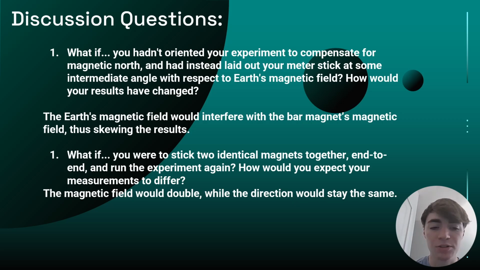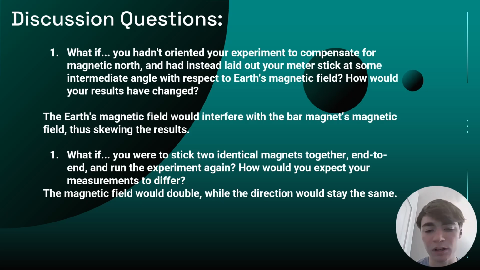Finally, for some discussion questions. First, what if you hadn't oriented your experiments to compensate for magnetic north, and had instead laid out your meter stick at some intermediate angle with respect to Earth's magnetic field? How would your results have changed? Well, the Earth's magnetic field would interfere with the bar magnet's magnetic field, thus skewing the results, as the angles would be different and off-line, causing a different magnetic field to affect the data found through the magnetometer in the phone, as it always does have an effect on the phone.